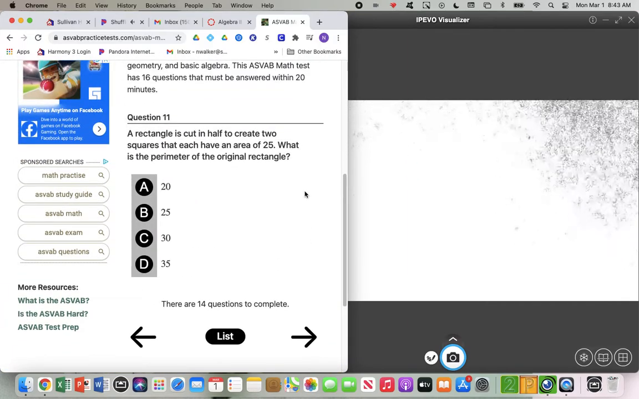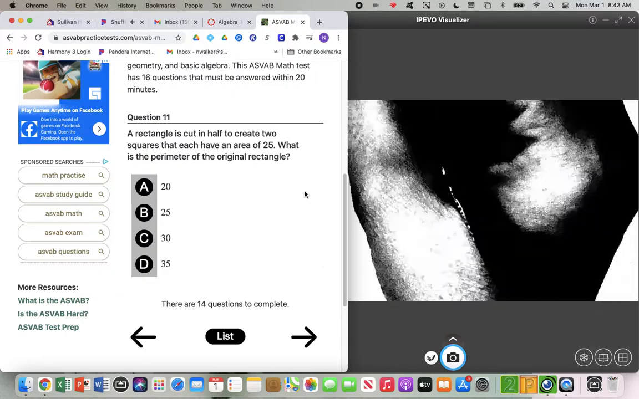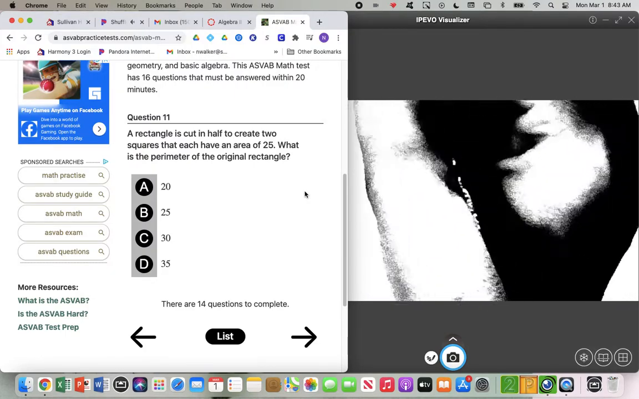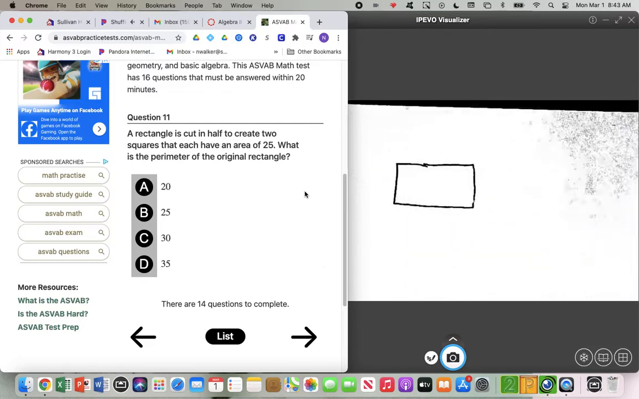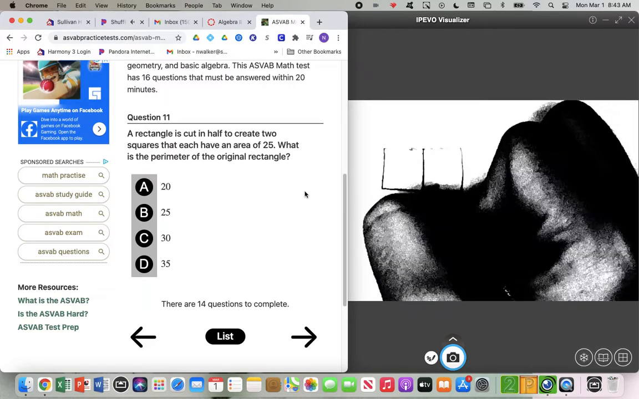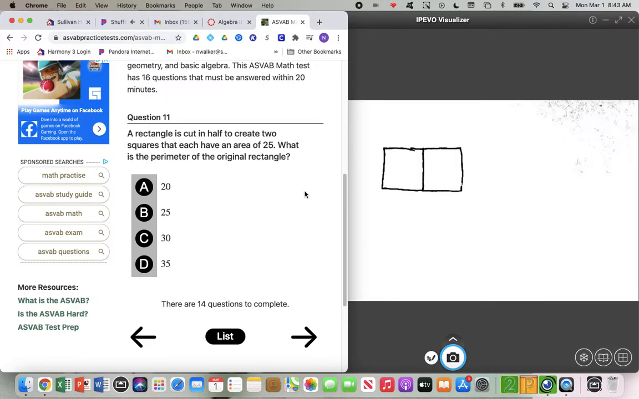Okay, it says a rectangle that is cut in half into 2 squares. So what does that mean? So we start out with a rectangle, it's getting cut in half. And it says each one of these has an area of 25.